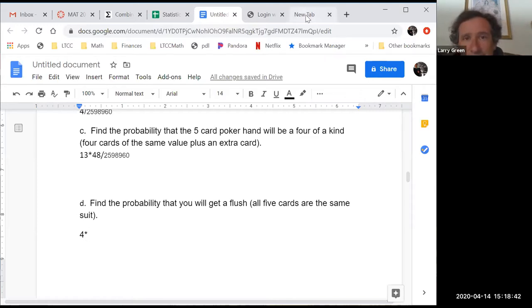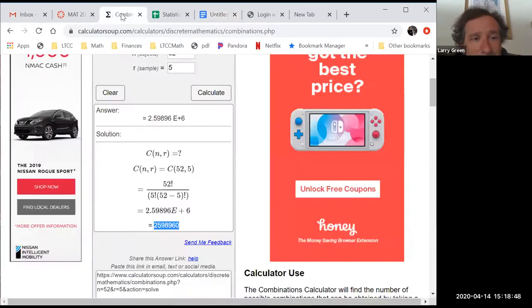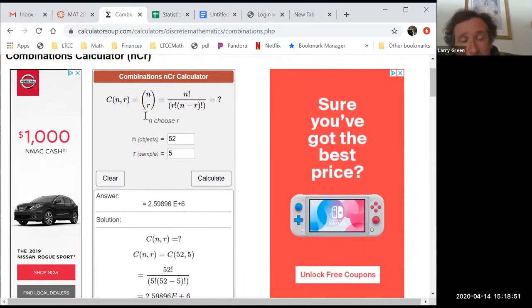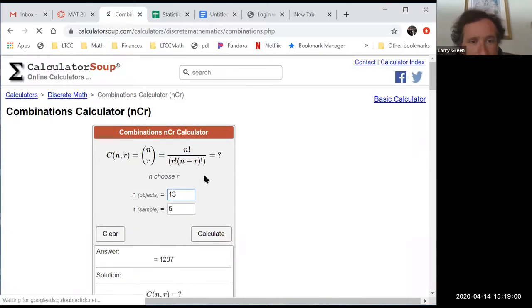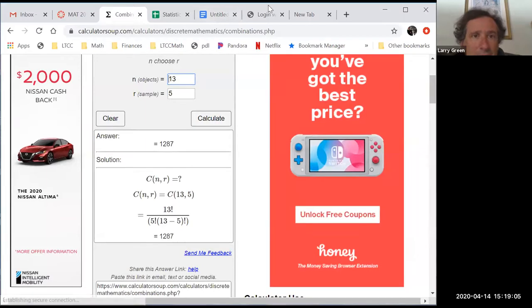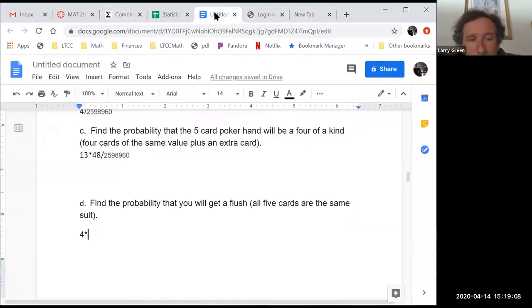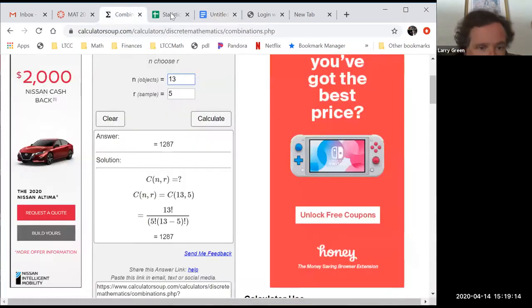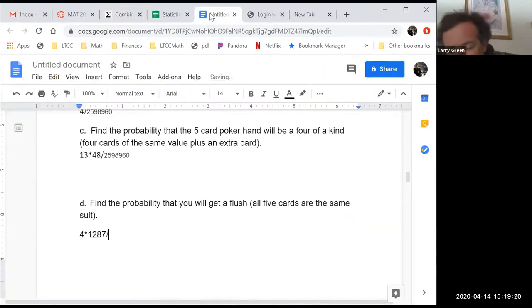And the hint is right there. This is a combinations problem because we're picking 5 out of the 13 cards in the suit. And we need to calculate that. And this is 1,287. Okay, so what we get, 4 times 1,287, I think that's what it was, divided by the big ugly denominator.